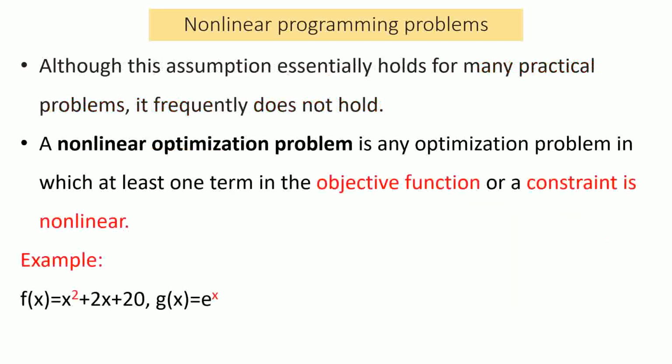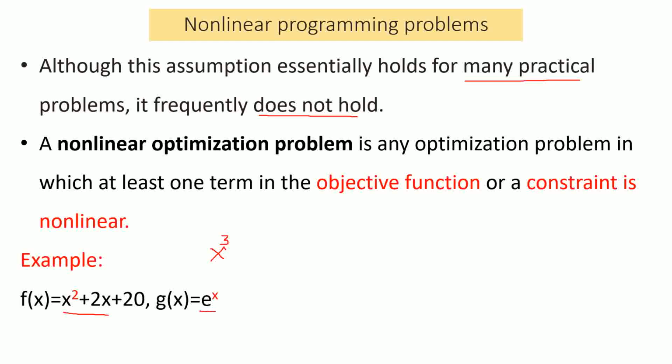However, this assumption holds for many practical problems, but it frequently does not hold, because there are other practical problems having a relationship between the variables which is not linear. For example, the relationship between the variables may be quadratic or cubic, like x raised to 3, or it may be an exponential relationship. So these are examples of nonlinear programming.